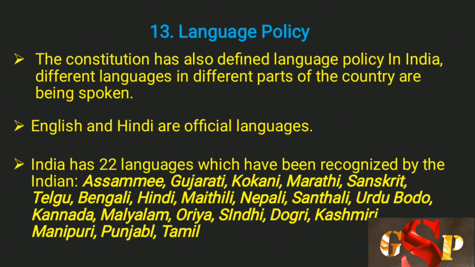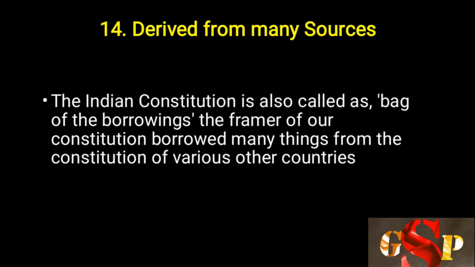Now, I would like to switch to the next point. That is, the Constitution is derived from many sources. It will be very interesting to know that our Indian Constitution is derived from many sources. That's why it is called a basket of borrowings. The framers of our Indian Constitution borrowed many things from the constitutions of various other countries. Like fundamental rights are derived from the Bill of Rights of the United States of America. The parliamentary form has been adopted from the British government.